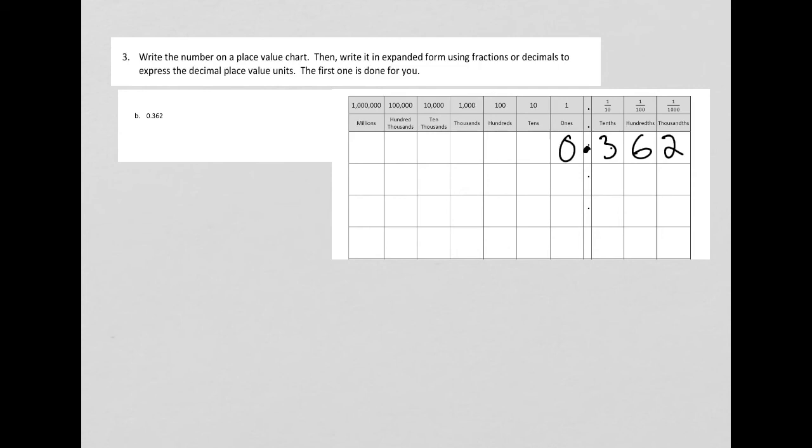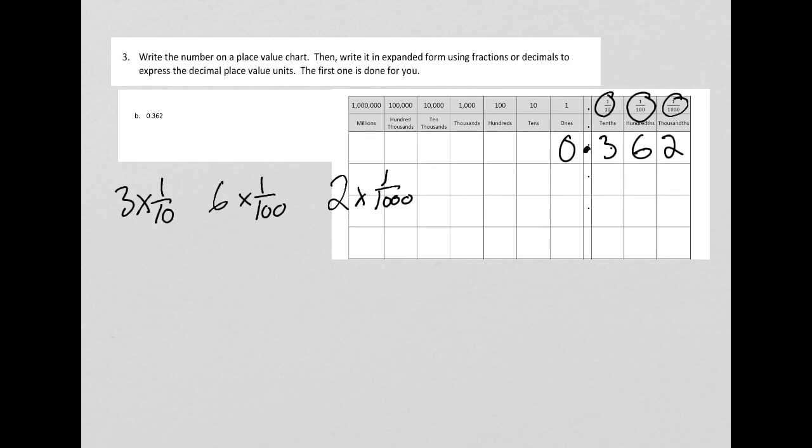The 3 is in the tenths place. So I'm going to multiply that by something that gives it that power. So I'm going to multiply it by 1/10. So 3 times 1/10 represents that 3. Now this 6 is in the hundredths place. So I can do 6 times 1/100. And that's the value of 6 hundredths. And then the last one is this 2, and it's in the thousandths place. So I can do 2 times 1/1,000 to give me 2 thousandths.